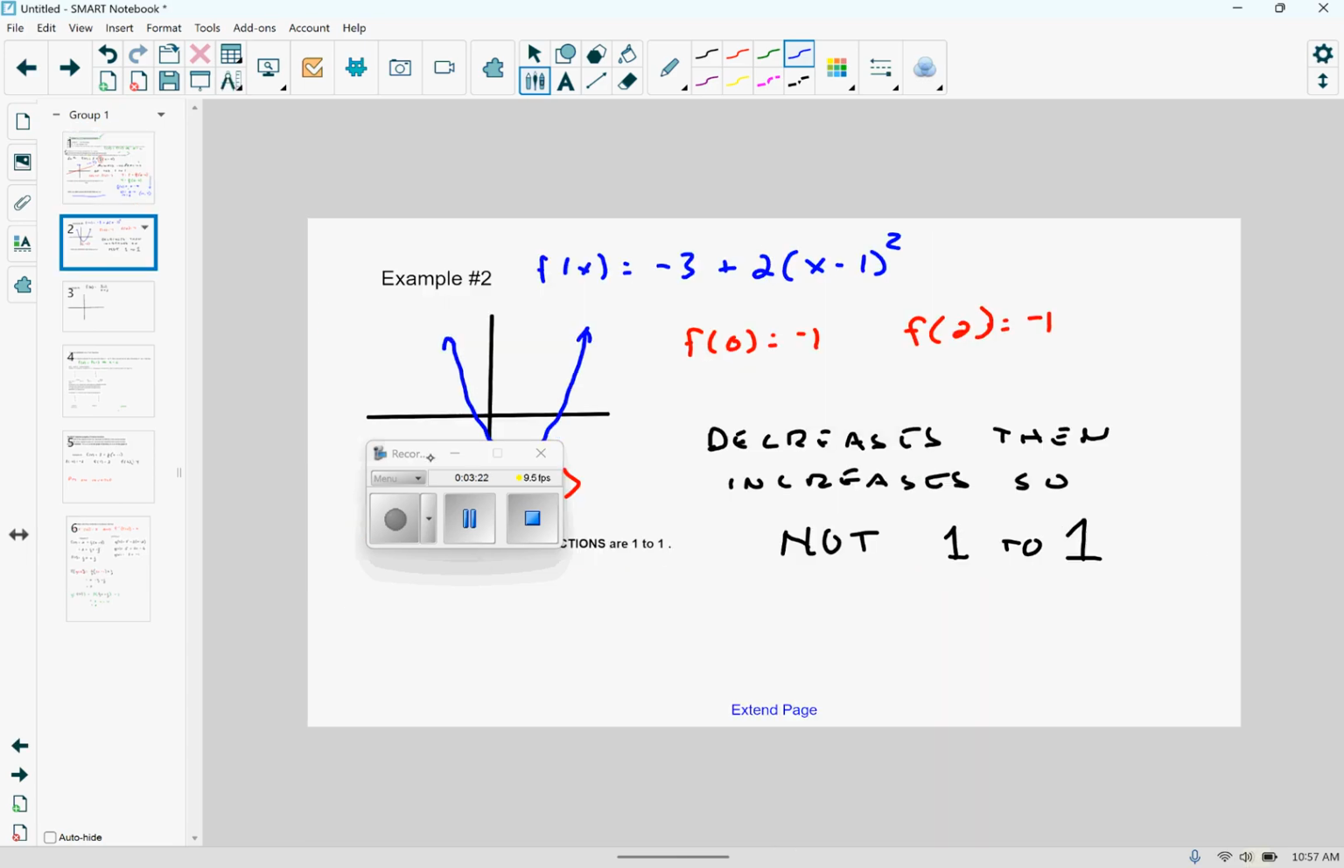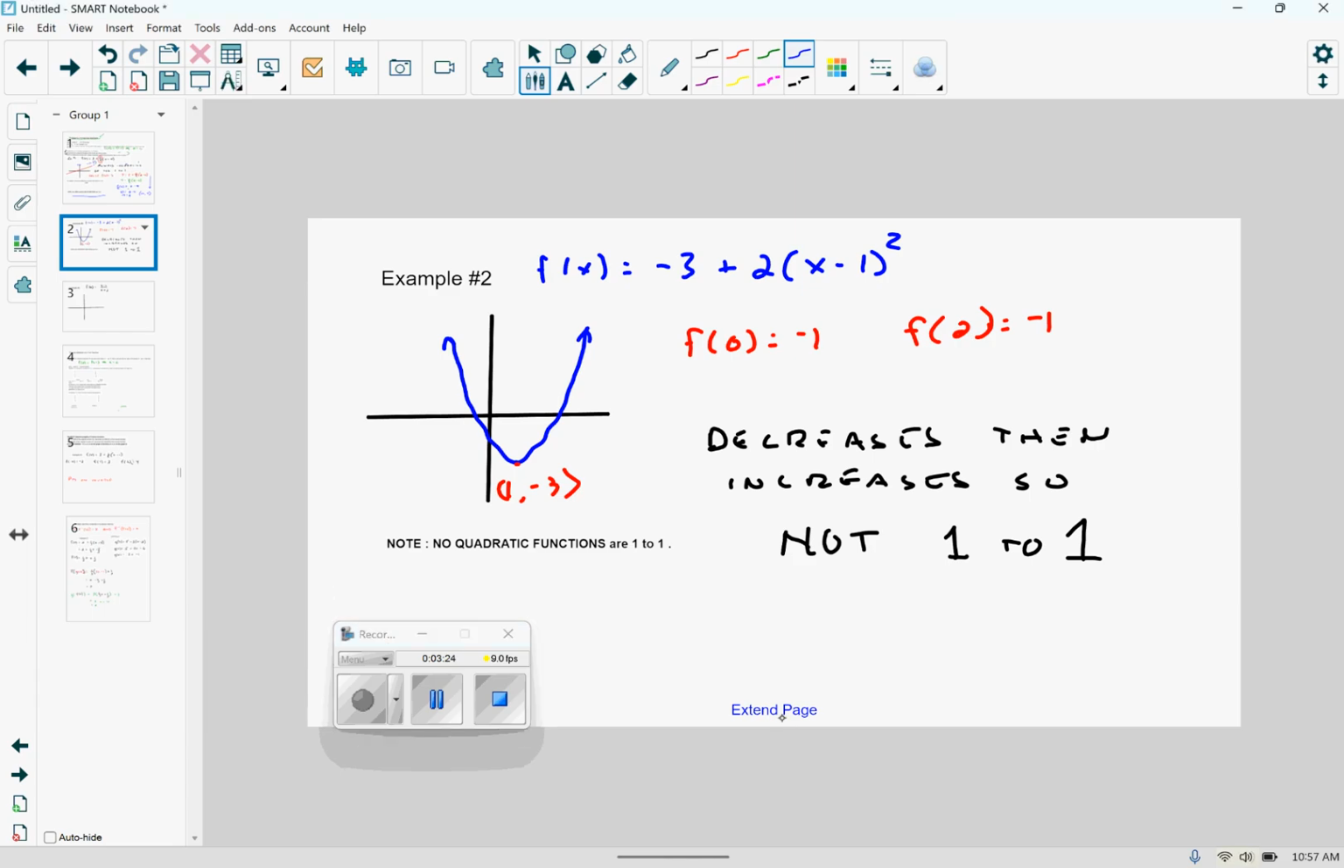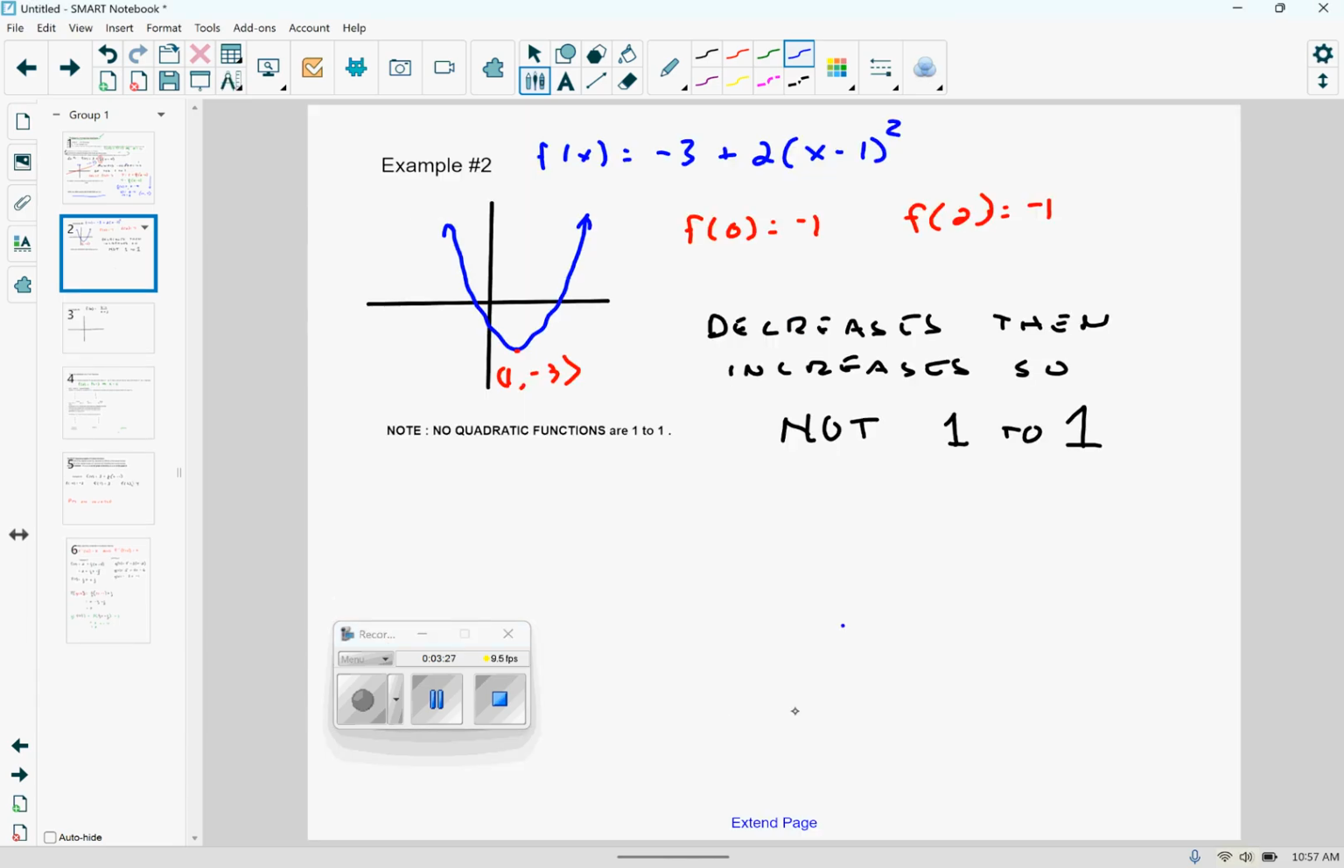Example number 2 here, we have this quadratic function, negative 3 plus 2 times quantity x minus 1 squared. Well, this guy has the vertex of 1 comma negative 3. This is the vertex. And we note that f of 0 is negative 1. This guy right here is 0, negative 1. And this guy right here is 2, negative 1. And right away we see two different inputs that map to negative 1. So this can't be a one-to-one function by definition, because 0 maps to negative 1 and 2 maps to negative 1.